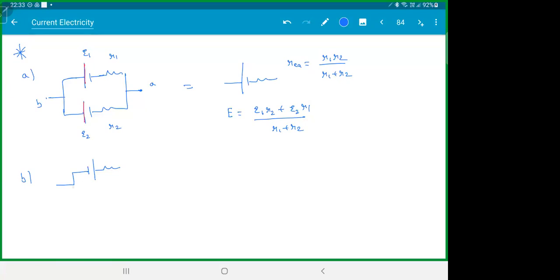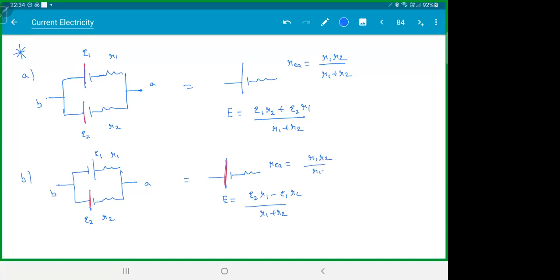Suppose if you give it in reverse. Let's say this is E1, this is R1, this is E2, this is R2. So if you put the battery in the direction of E2, this will be E2 R1 minus E1 R2. Suppose if you keep it on the right hand side, it will reverse. You're trying to put the positive direction in the direction of E2, by R1 plus R2. R equivalent will be R1 R2 by R1 plus R2. Remember, this is quite a useful thing, saves a lot of time.